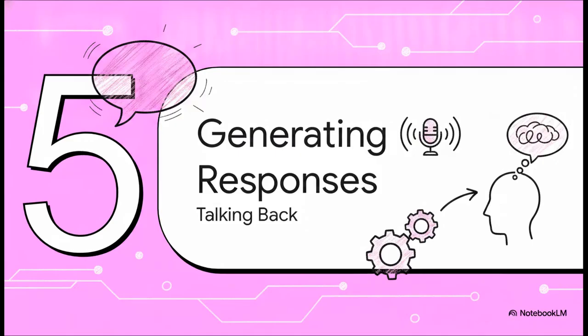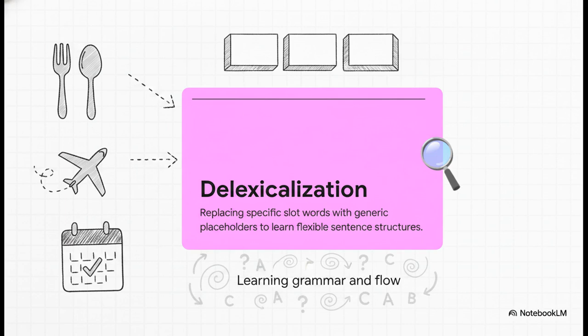And that brings us to the final step of our journey, generating natural responses. It is finally time for the machine to talk back. Obviously, the AI can't memorize every single restaurant name or flight number on the planet. So it uses a brilliant workaround called delexicalization. It strips the specific nouns out of its training sentences and swaps in generic placeholders.